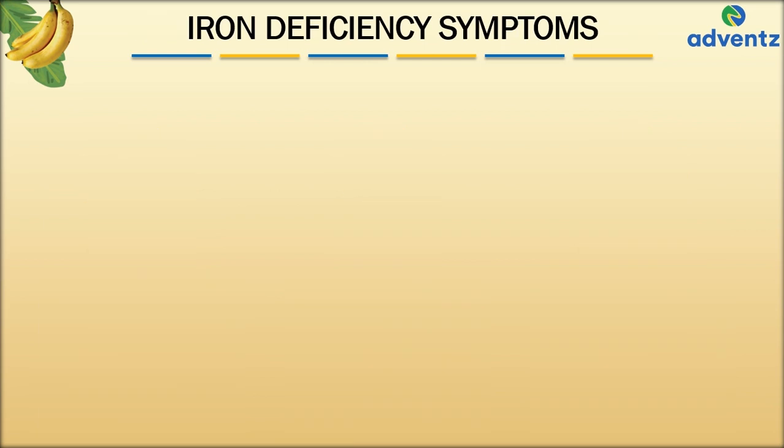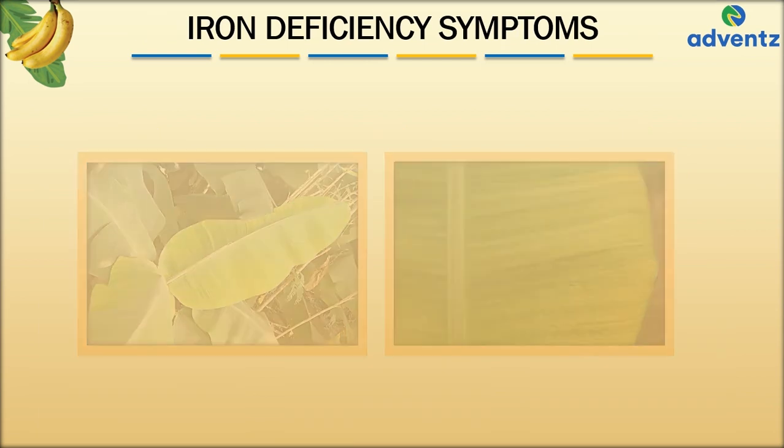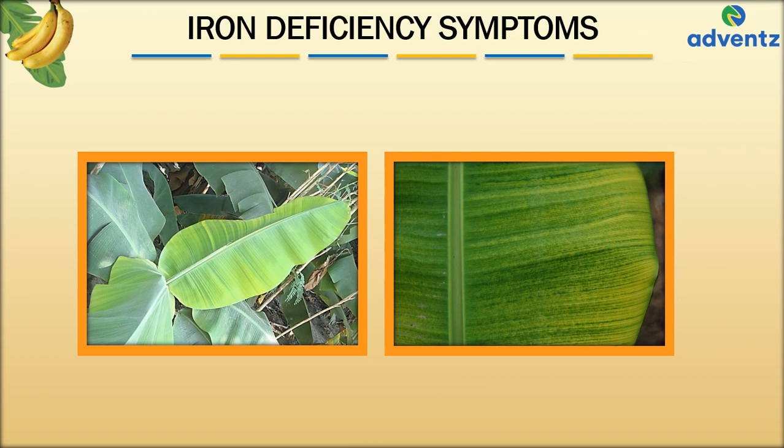The next one is iron deficiency. The visual symptoms of iron deficiency are dryness of branches and leaves, resulting in yellowing of leaves. We can also see a clear distinction between the veins and chlorotic areas of the impacted leaves.